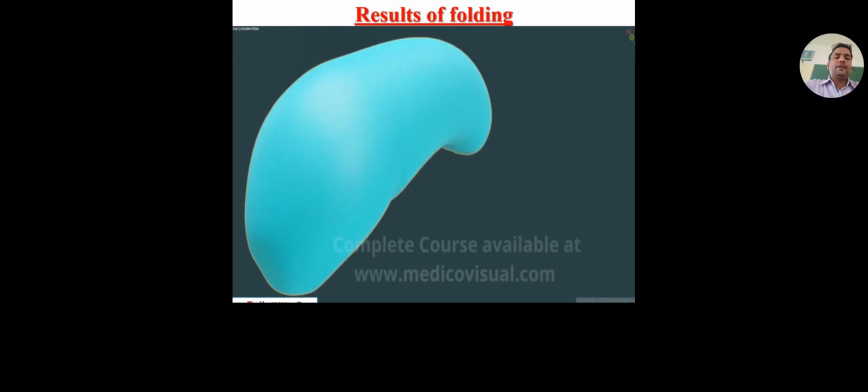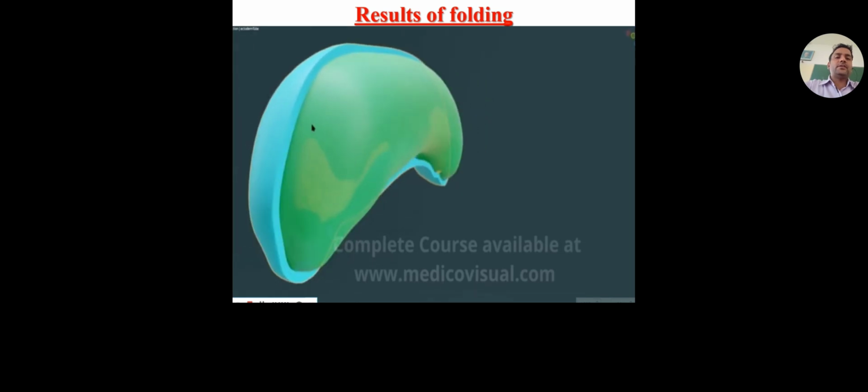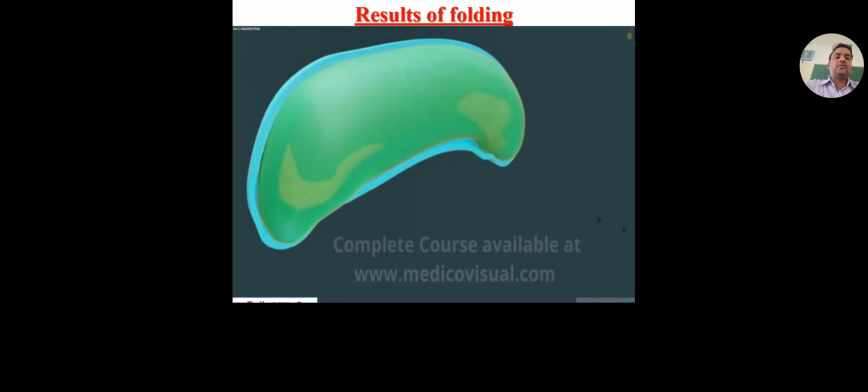And we have learnt earlier that there are two places where there is no intervening mesoderm, that is the oropharyngeal membrane towards the head end, and the cloacal membrane towards the tail end. This is just a coronal section. Now we will take a sagittal section of this cylindrical embryo.